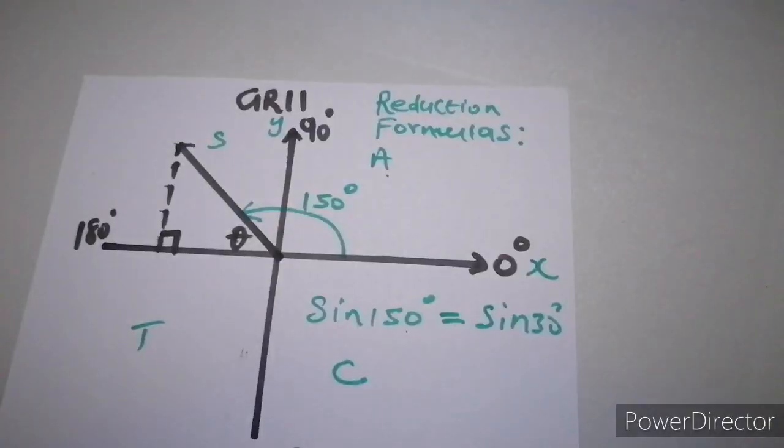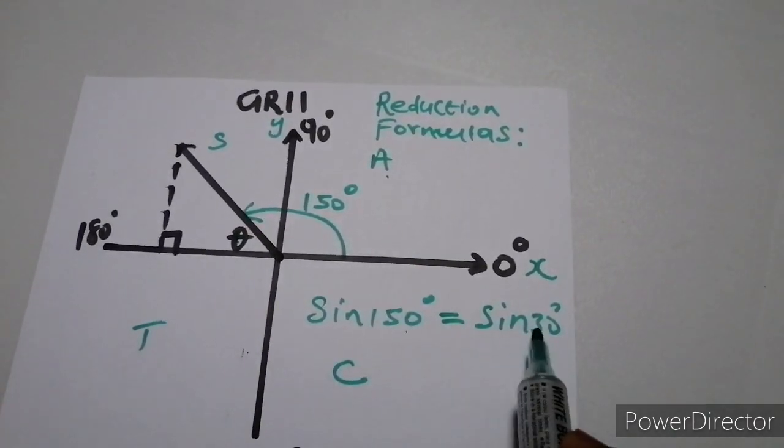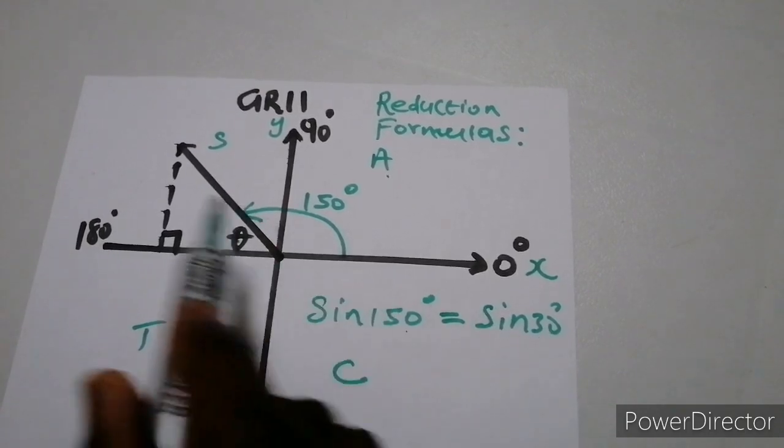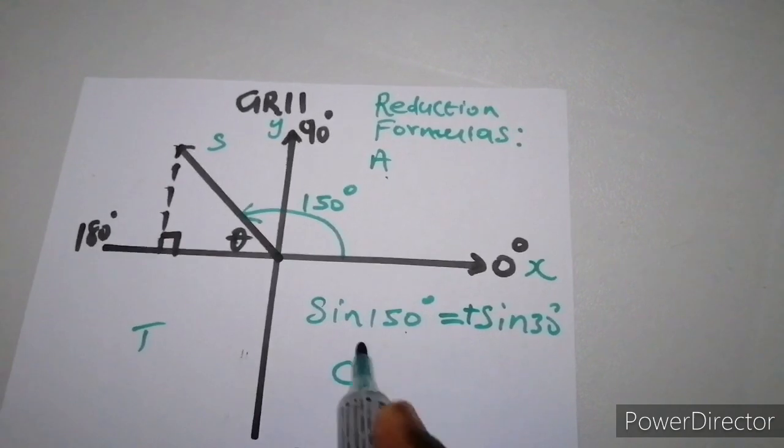It is half. Right, now what we can say is that we reduced 150 to 30 degrees but referred to this quadrant. This function is positive. Now let's do another example.